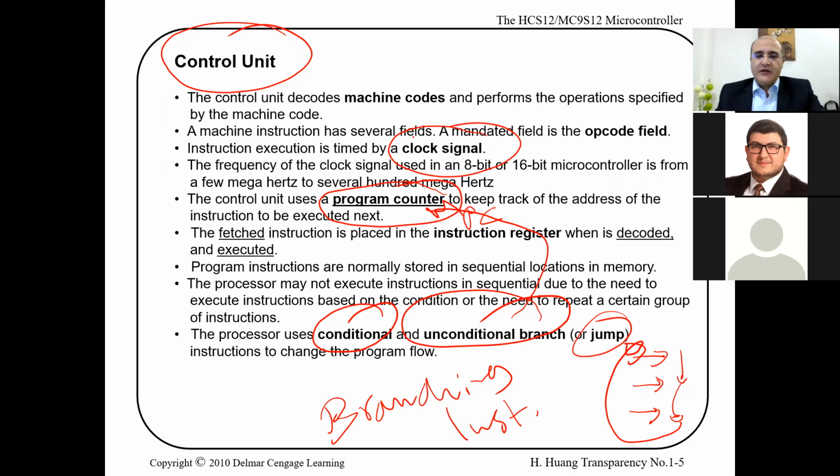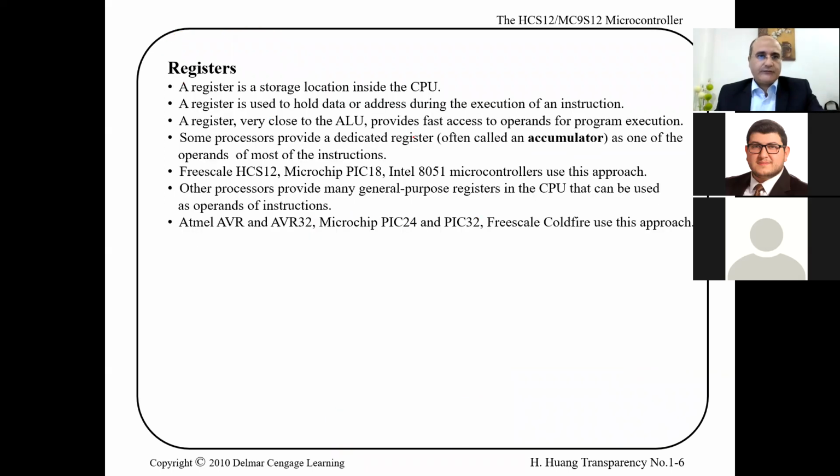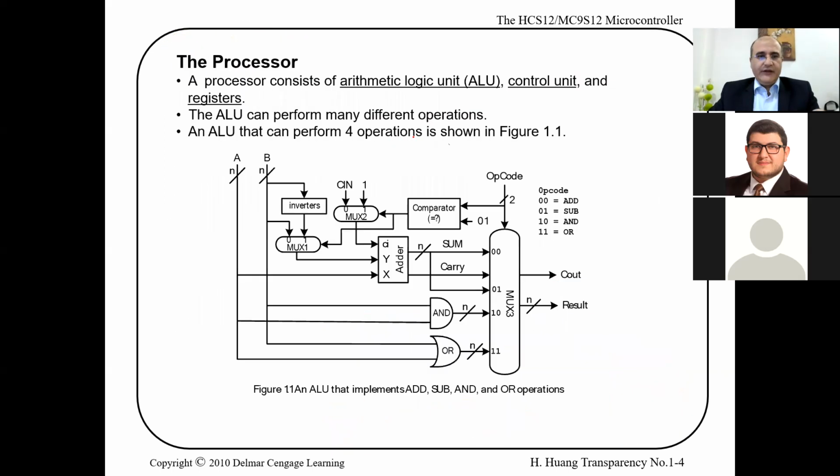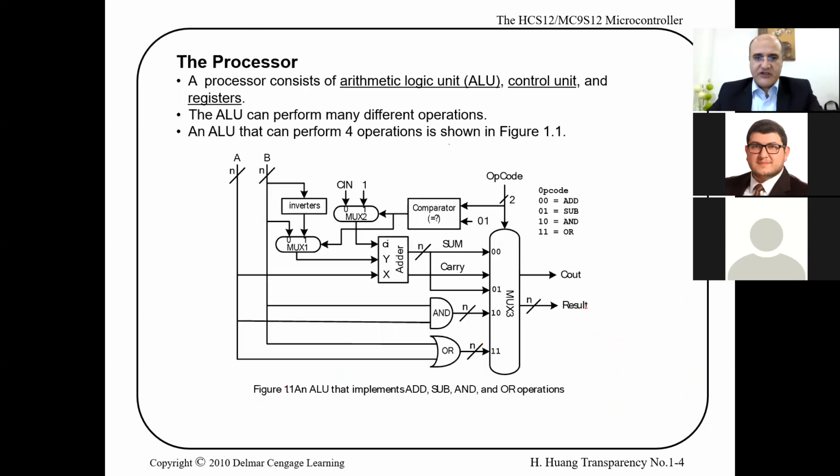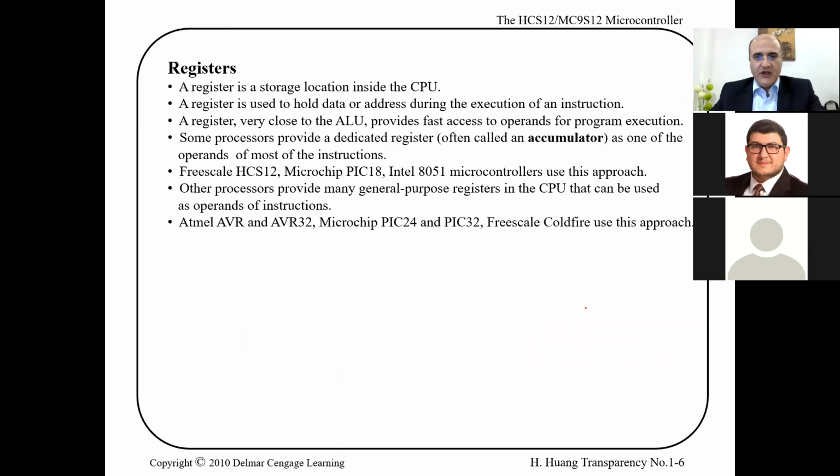Everything okay here? Trivial, huh? Third thing we're going to talk about. So we talked about the arithmetic logic unit. We talked about the control unit. Now I'm going to talk about registers here in the processor. Registers are the only thing missing.